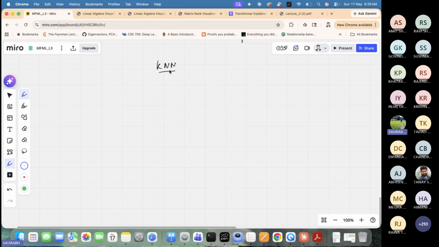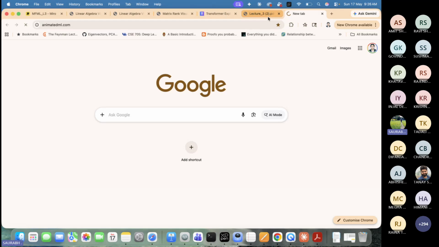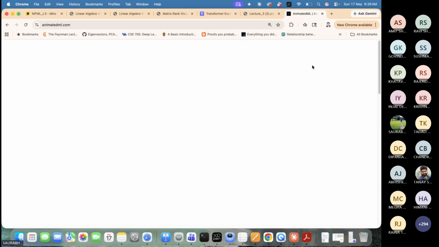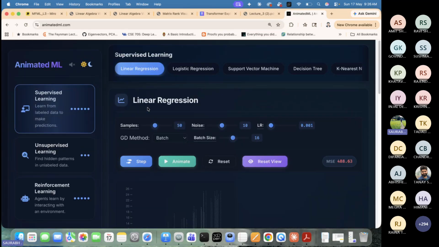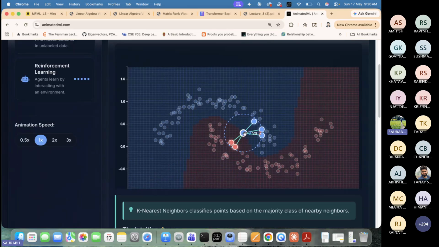These are the things that you will learn. This is one of the machine learning algorithms, one of the simplest algorithms that you have. And if you want to go into it, let's say for example, go to animatedml.com, then go to supervised learning, and within supervised learning, you have k-nearest neighbor. Now you see that each of these points is a vector, right?